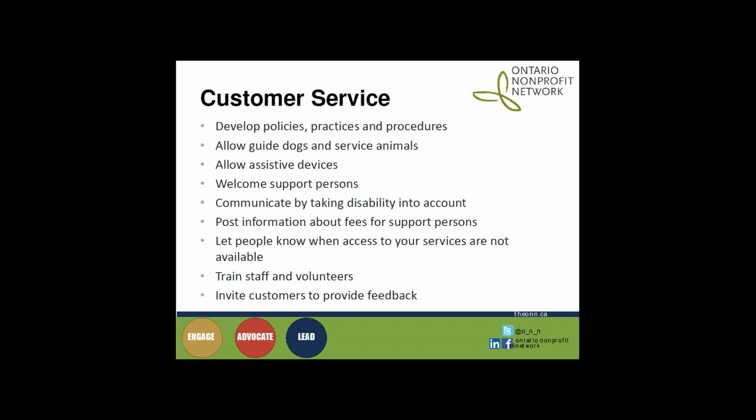The other thing that you need to let people know about is if there are some services that are temporarily unavailable that somebody with a disability might access, and that could be maybe it's an automatic door, maybe it's a ramp, maybe it's an accessible washroom. If for some reason any of those become unavailable, there's an interruption of service, you need to let people know so that they can plan accordingly.